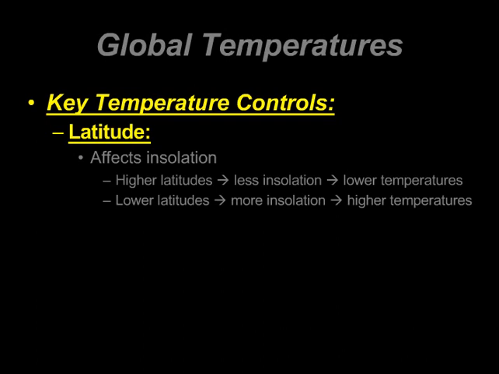Of course, latitude affects insolation. Higher latitudes, being places closer to the poles, higher number latitudes, closer to 90, have less insolation and therefore lower temperatures at the surface. Whereas those places, the lower latitudes, tropics and along the equator, have more insolation and thus are going to have higher temperature. And so our first key temperature control would be latitude.